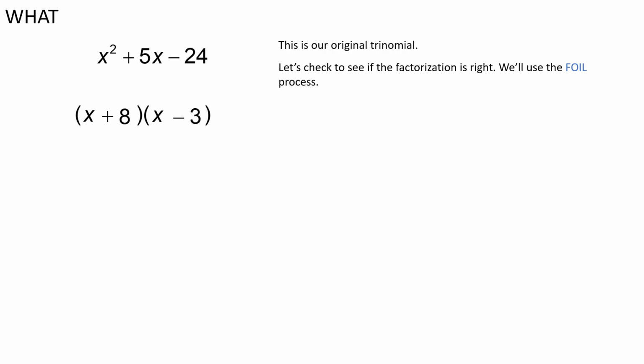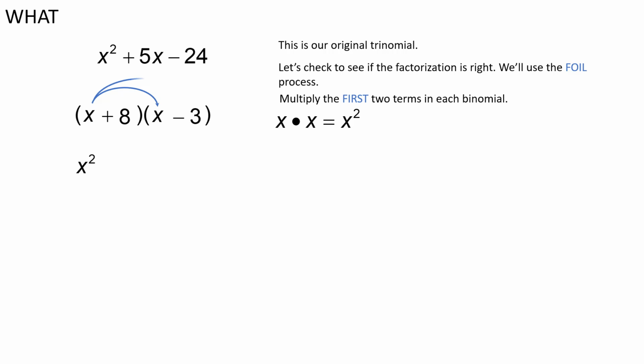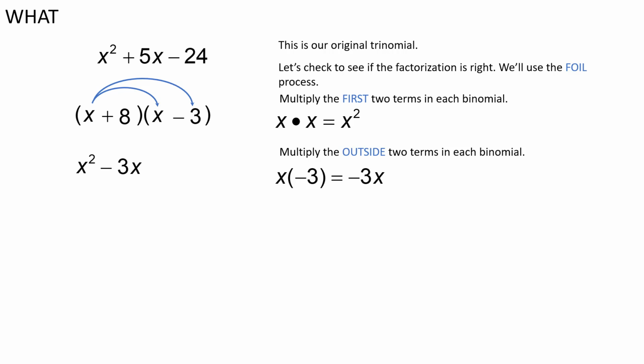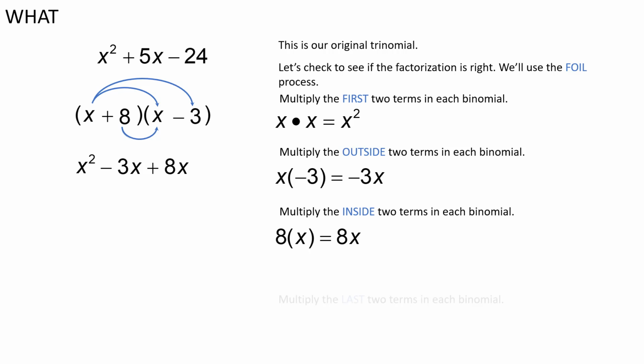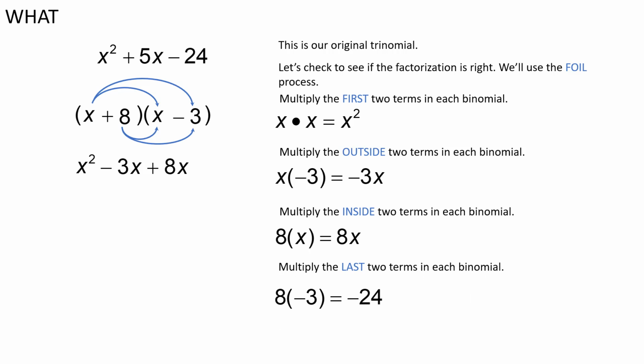Let's check our factorization. This is our original trinomial. Let's check to see if the factorization is right. We'll use the FOIL process. Multiplying the first two terms in each binomial, x times x is x squared. That's consistent with what we see in our trinomial. Multiplying the outside two terms, x times a negative 3, we have a negative 3x. Multiplying the inside two terms in each binomial, 8 times x will give us 8x, and we write plus 8x. Multiplying the last two terms in each binomial, 8 times a negative 3 is a negative 24.